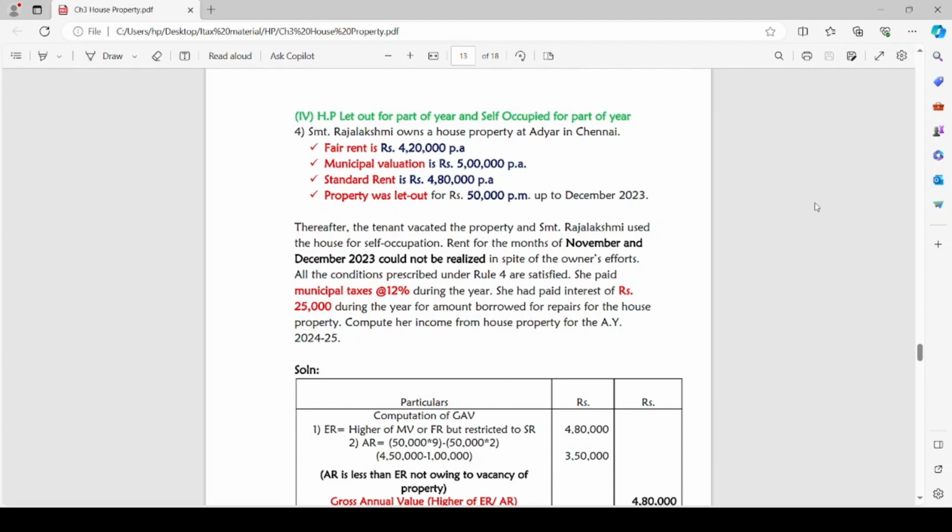The property was let out for rupees 50,000 per month up to December 2023. For 9 months, the property has been let out. Thereafter, the tenant vacated the property and Srimati Rajalakshmi used the house for self-occupation. Rent for the months of November and December 2023 could not be realized in spite of the owner's efforts. All the conditions prescribed under Rule 4 are satisfied. She paid municipal taxes at 12% during the year. She had paid interest of rupees 25,000 during the year for amount borrowed for repairs for the house property. Compute income from the house property for the assessment year 2024-25.